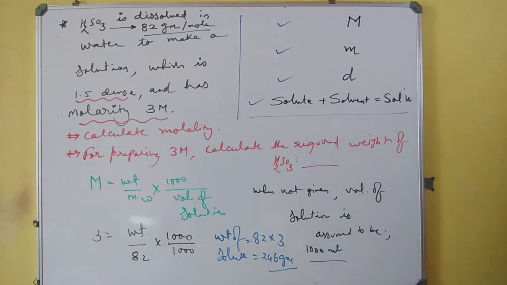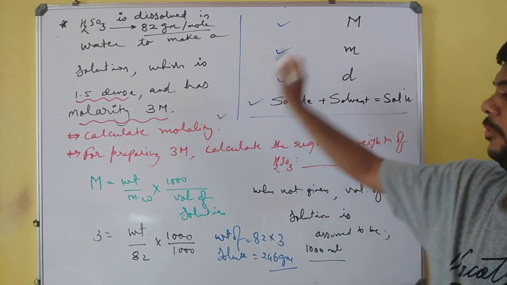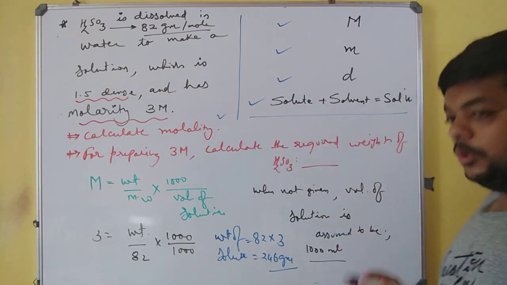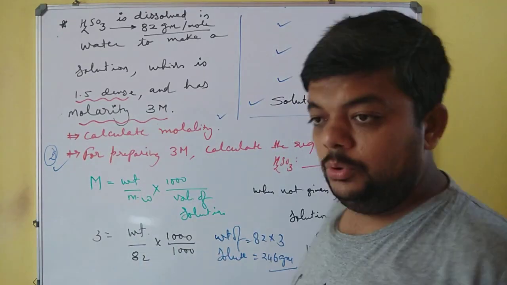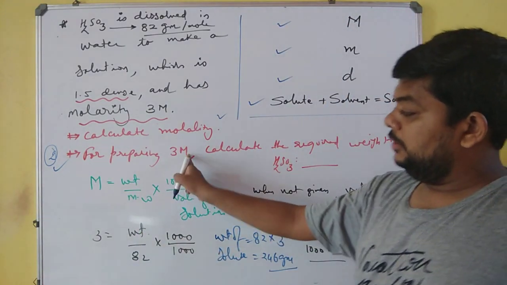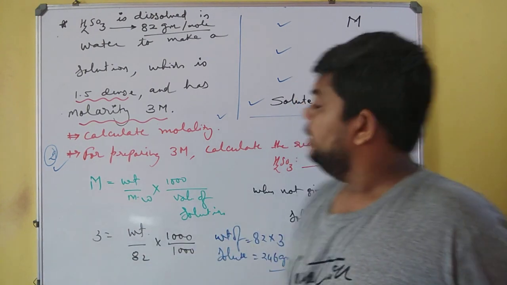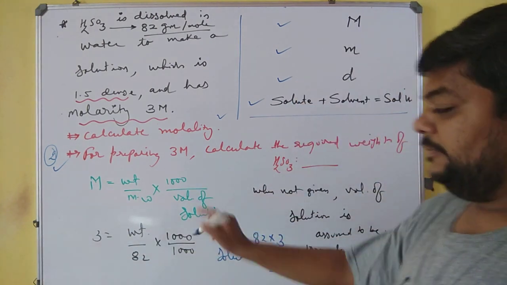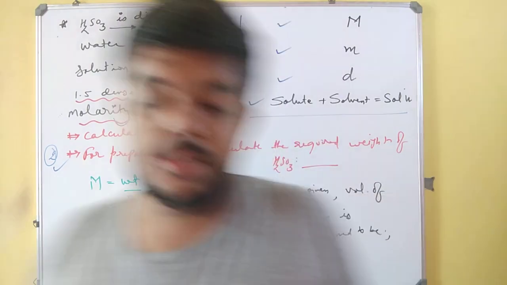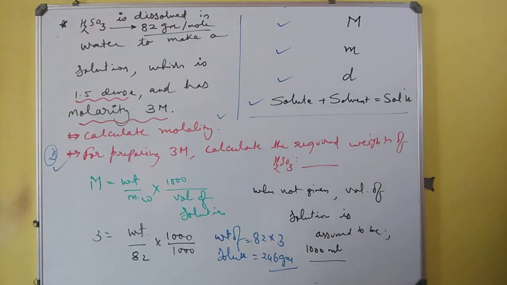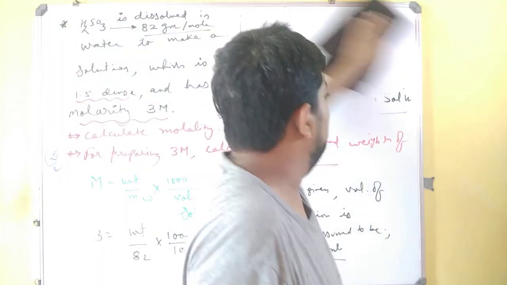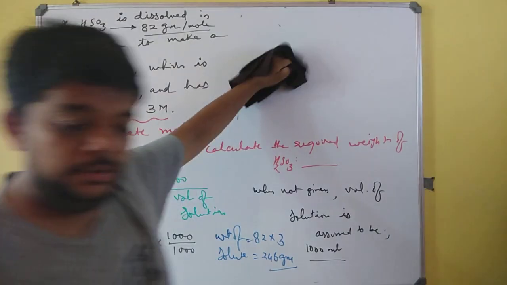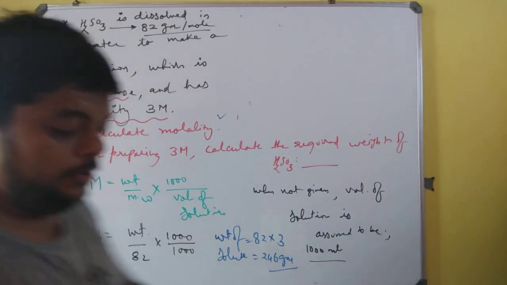Now it becomes very easy to calculate the molality. But if you look into the question carefully, you have solved the question number 2. For preparing 3 molar solution, calculate the required weight of H2SO3. Yes, we are done with it. So this is the second part that we have made clear. Now for calculating the molality of the solution, see what are you supposed to do.